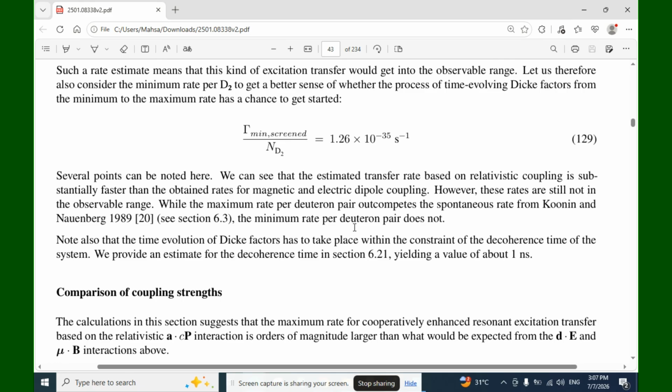We can see that the estimated transfer rate based on the relativistic coupling is substantially faster than the obtained rates for magnetic and electric dipole coupling. However, these rates are still not in the observable range, while the maximum rate per deuterium pair outcompetes the spontaneous rate from Kunin and Nuremberg 1989, based on reference 26, section 6.3. The minimum rate per deuterium pair doesn't.